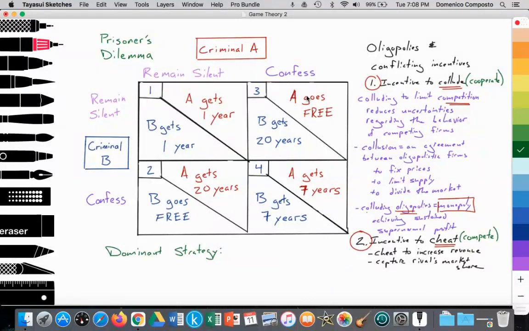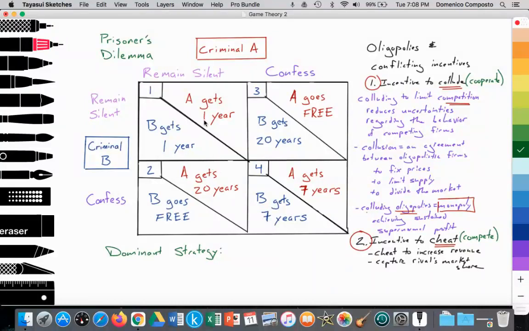So criminal A goes free while criminal B, remaining silent, gets 20 years in prison. And vice versa. If criminal B confesses while criminal A remains silent, then criminal B is rewarded for confessing and cooperating with the police. They get a free out of jail card. They go free from jail, while criminal A takes the heat and goes to prison for 20 years.